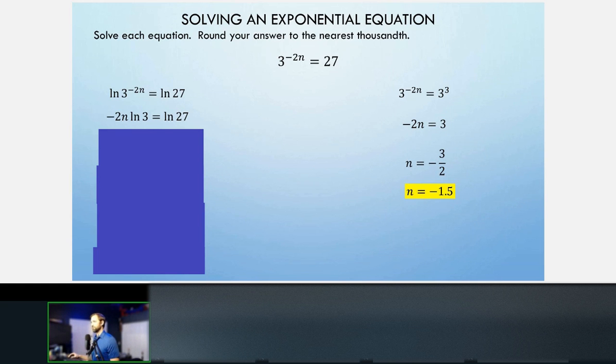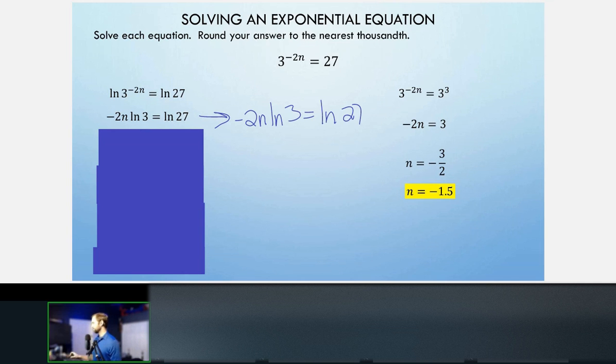We move the exponent in front. And remember, we're trying to solve for n. So this is negative 2 times n times natural log 3 equals natural log 27. So what could I do? I need to actually retype this work for this problem because I did it kind of a long, ridiculous way. So I have negative 2n natural log 3 equals natural log 27.